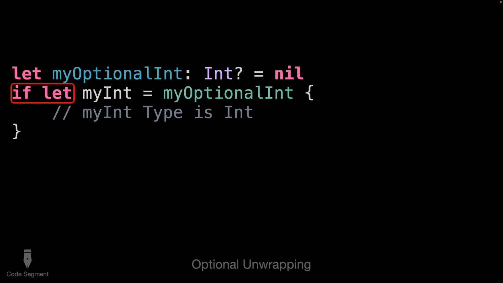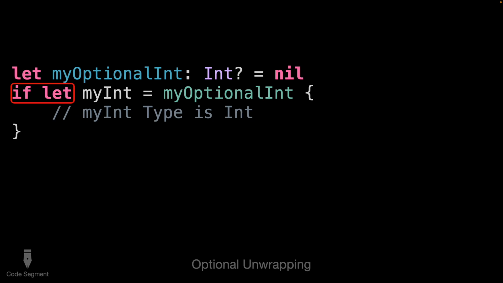So if-let is a very special kind of if block where you basically define a constant, in this case myInt, you attempt to assign to it an optional of some type, and then within the scope of that if-let block, that constant you defined, myInt, is of the type that the optional was wrapping around. So in this case, Int, right? So myOptionalInt is an optional wrapping around Int, and myInt is just an Int, okay?